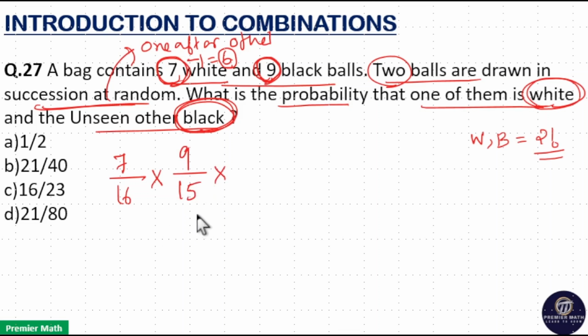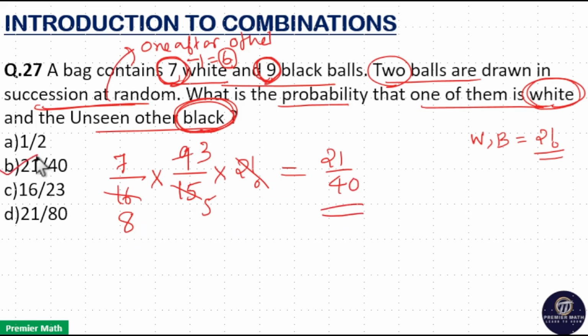Now, we don't know which event happened first. Either you picked white or you picked black first. So, arrangement of these 2 balls can be done in 2 factorial ways. Now, 2 goes 8 times in 16 and 3 goes 5 times in 15, 3 goes 3 times in 9. Now, this is 21 divided by 40. So, option B is your answer.